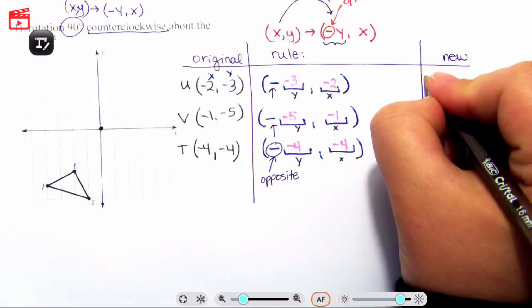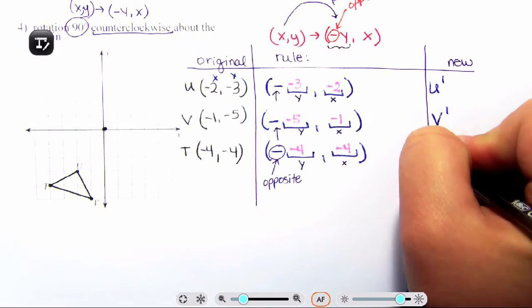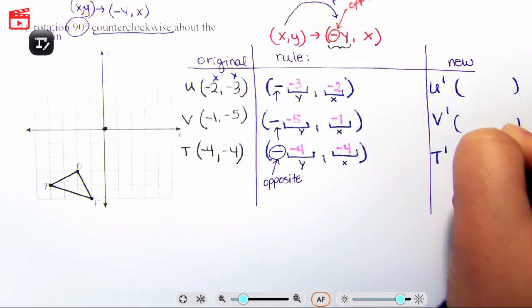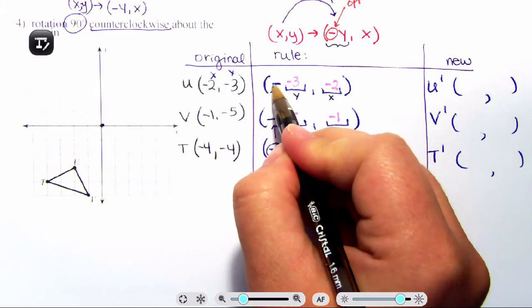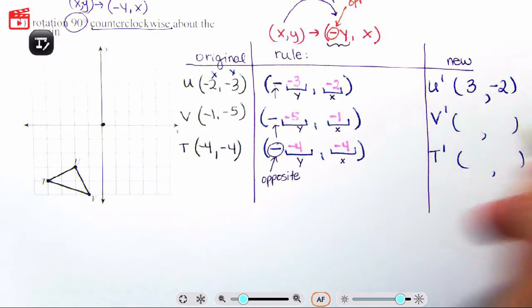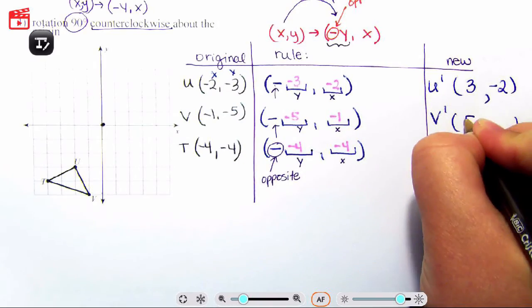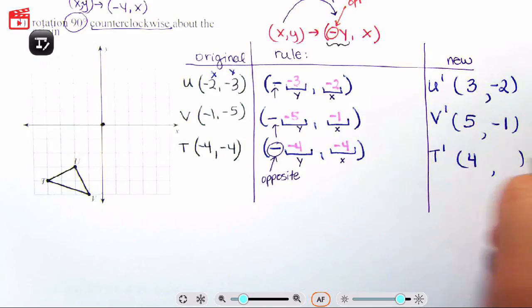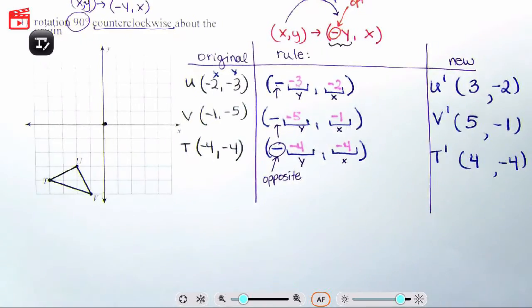Okay, so let's label our points. I have U prime, V prime, and T prime. U prime, so I have the opposite of -3, which is +3, and I have a -2. The opposite of -5 is +5 and a -1. The opposite of -4 is +4, and then I have a -4.